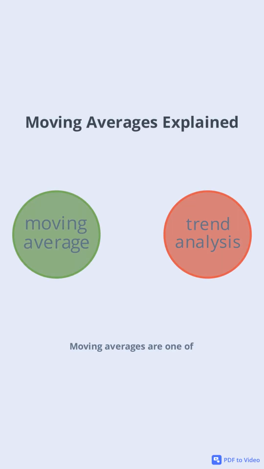Moving averages are one of the most common technical indicators. They smooth out price data to help identify trends over different timeframes. Short-term averages react quickly to price changes, while long-term averages provide a broader view of the trend.